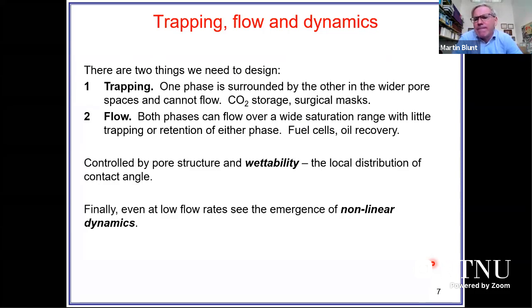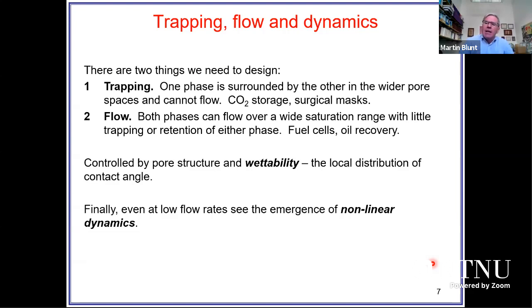So in essence, if we're trying to understand multiphase flow in porous media, there are two things we're interested in. The first is trapping. What we want is one phase to be surrounded by the other in the wide pore spaces so that it can't flow. And basically, if we're looking at CO2 storage, putting CO2 underground, we want the CO2 as a non-wetting phase to be trapped. Okay, that's good for storage. For surgical masks, it's the same thing. You want droplets to be retained within the mask and not go to you or to go to someone else.